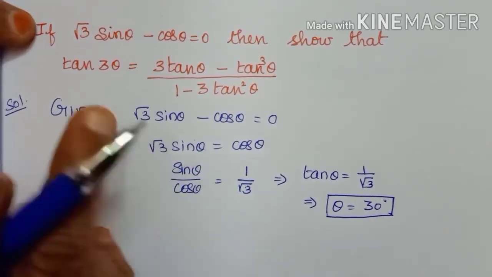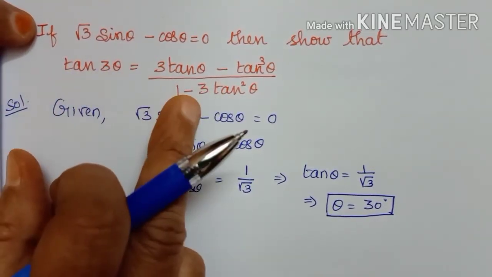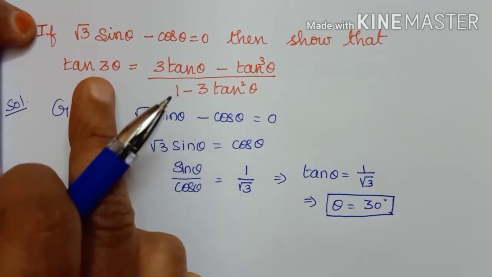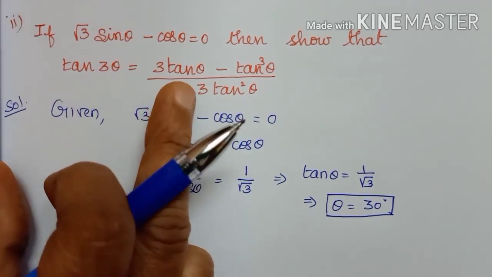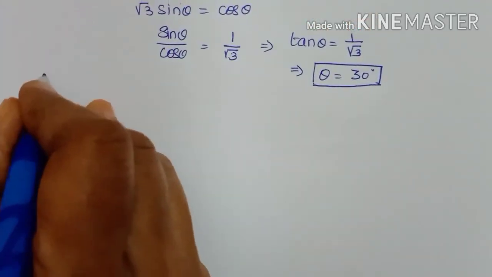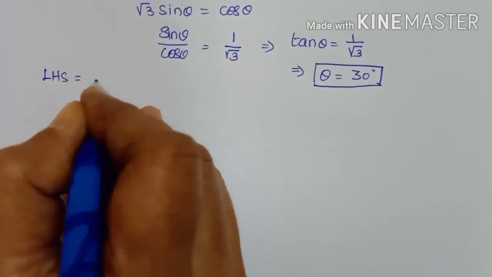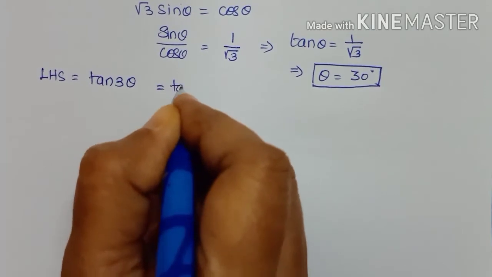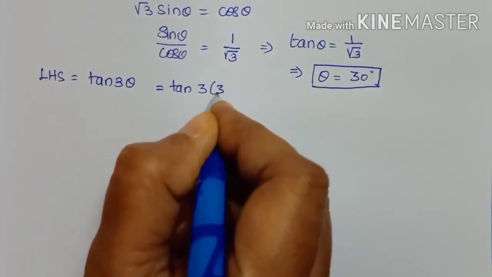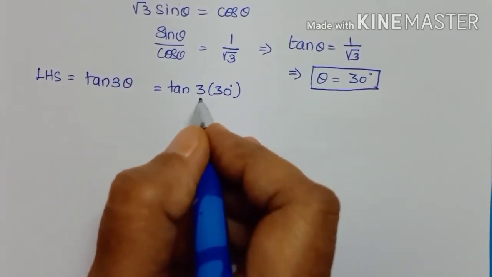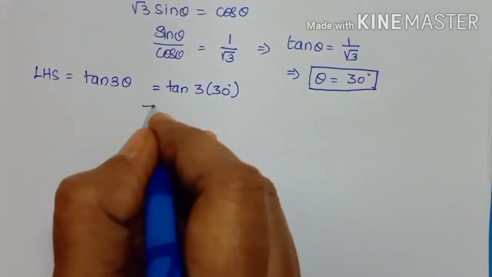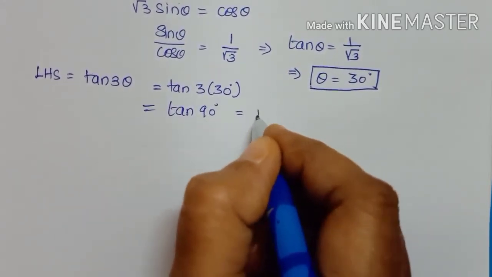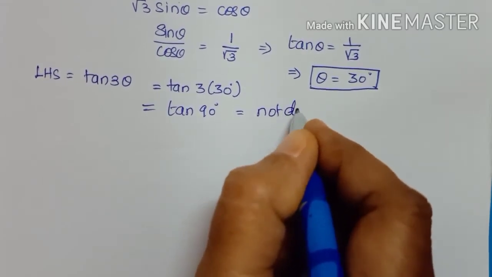Okay. Now we have calculated the angle theta. Now we are going to prove that both sides are equal. For this, we separately take LHS and RHS. Now start with the LHS value. LHS is tan 3 theta. Theta value we are going to replace with the angle 30 degrees. 3 into 30 degrees, 3 into 30 is 90. So tan 90 degrees. We know tan 90 is not defined, or undefined.